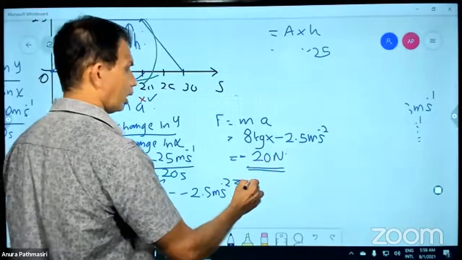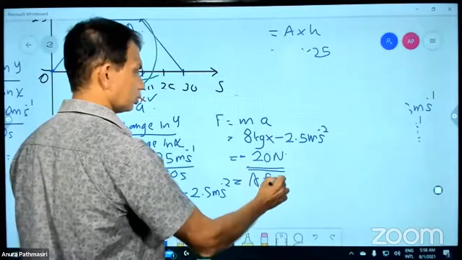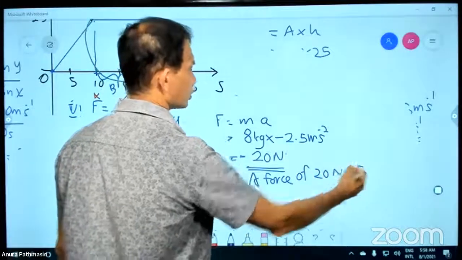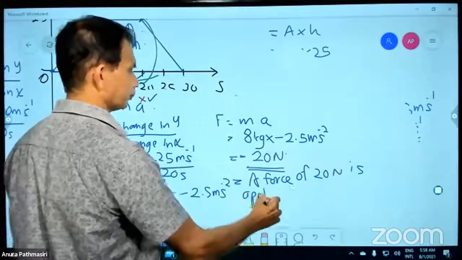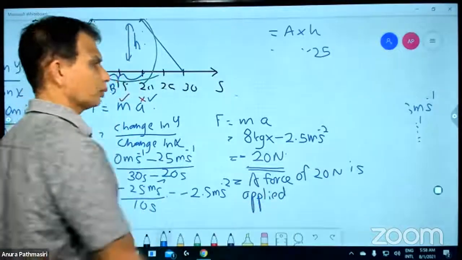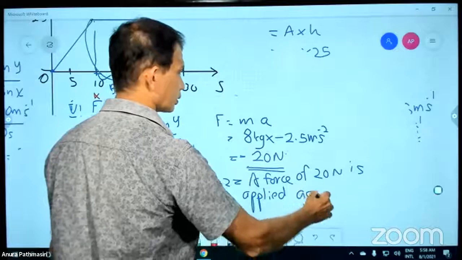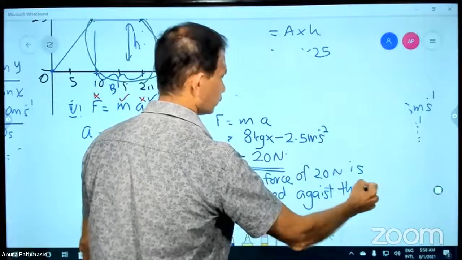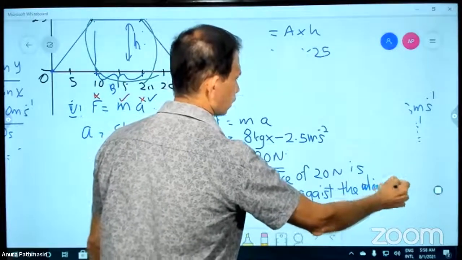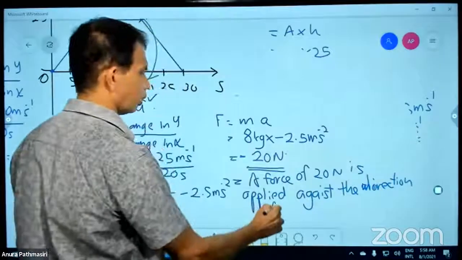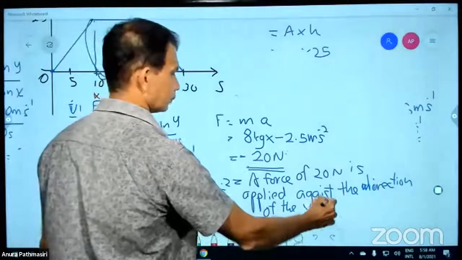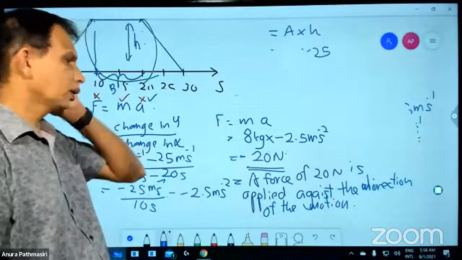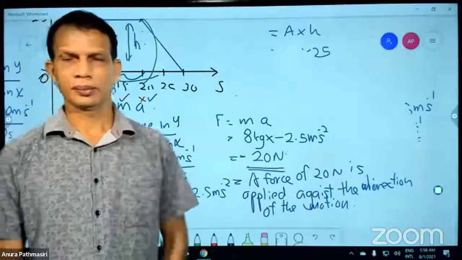So you can say that a force of 20 Newton is applied against the direction of the motion.